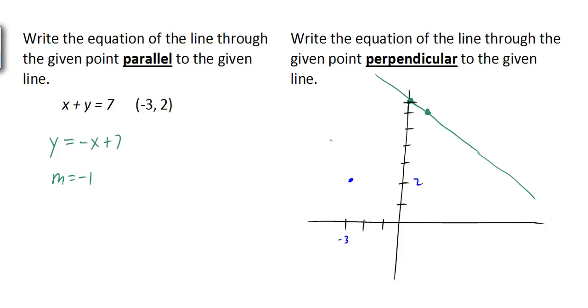Now, if you think back to the other videos, what did we have to find if we're trying to find the equation of a line? Well, there's two things, remember, we need to know. We need to know the slope, and we need to know a point on the line. Well, obviously, we know the point. They give us the point is negative 3, 2. So we have the point, negative 3, 2.